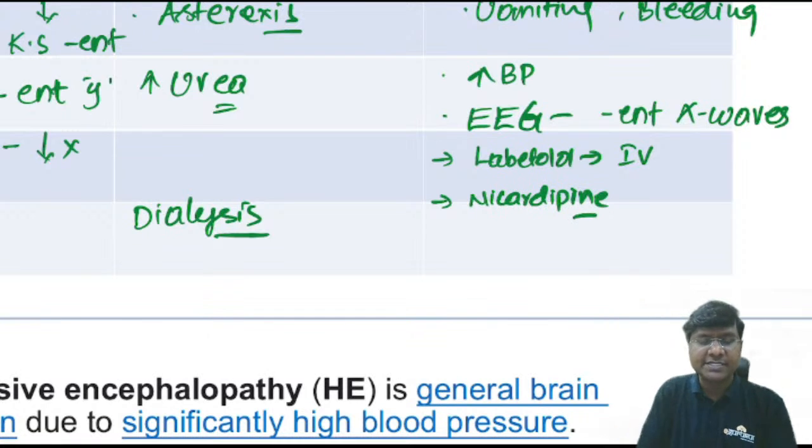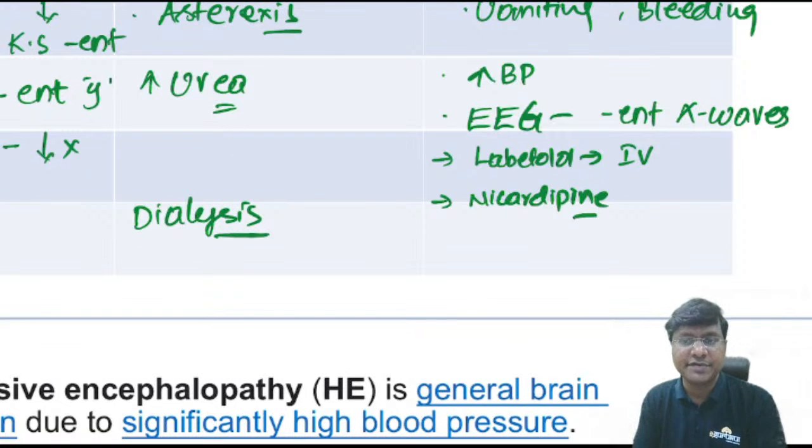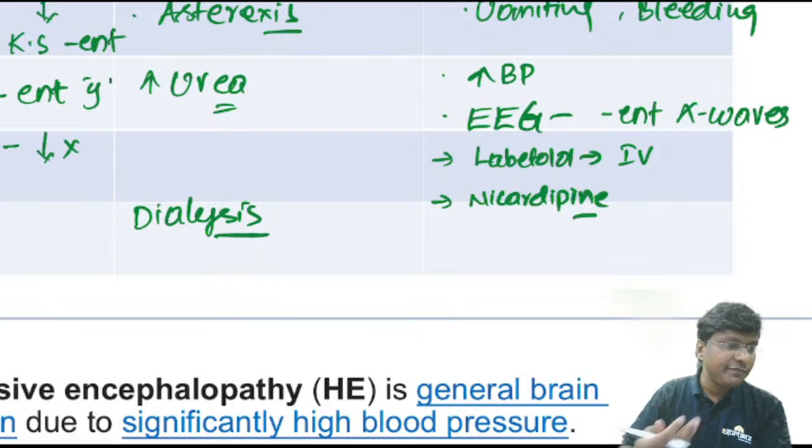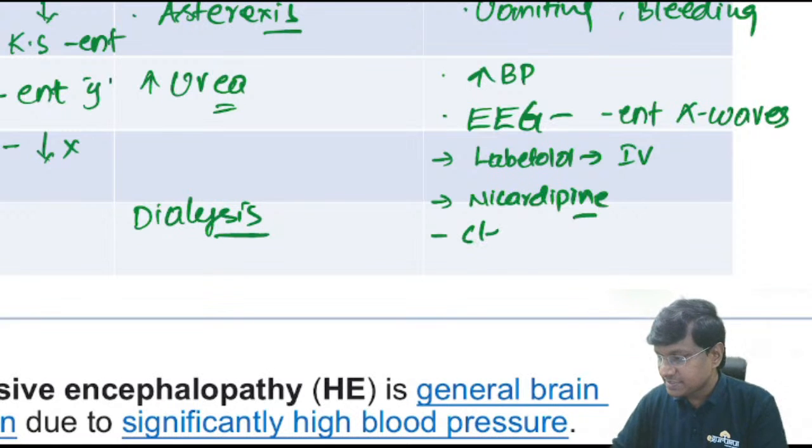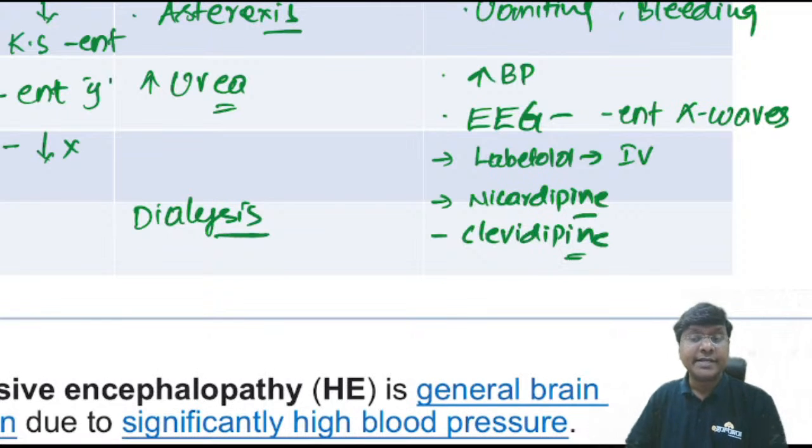Right, nicardipine, it is an arteriolar vasodilator which is also given as an intravenous infusion, and it is a calcium channel blocker. And we have a few more, right? We have a few more drugs, that is clevidipine. So what is this clevidipine? This clevidipine is a short-acting dihydropyridine calcium channel blocker.